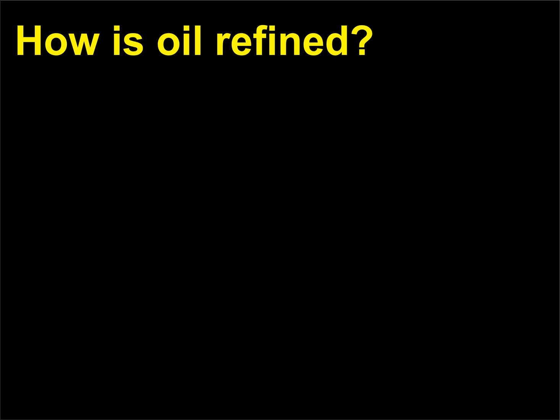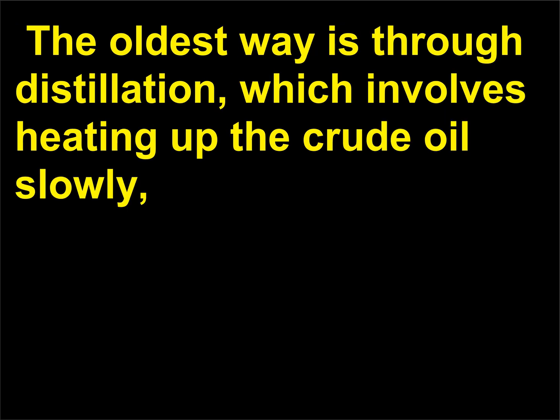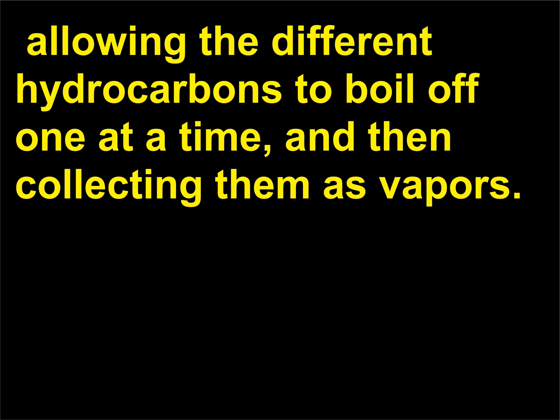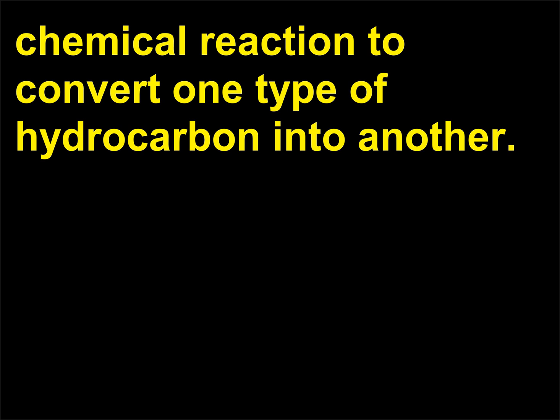How is oil refined? There are several processes that can be used to refine oil. The oldest way is through distillation, which involves heating up the crude oil slowly, allowing the different hydrocarbons to boil off one at a time, and then collecting them as vapors. There are also newer chemical refinement methods that can use a chemical reaction to convert one type of hydrocarbon into another.